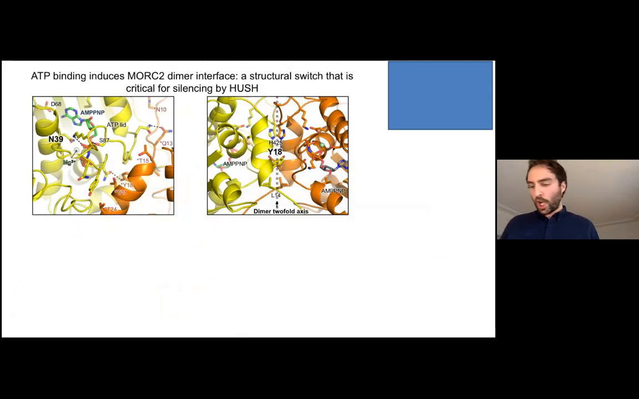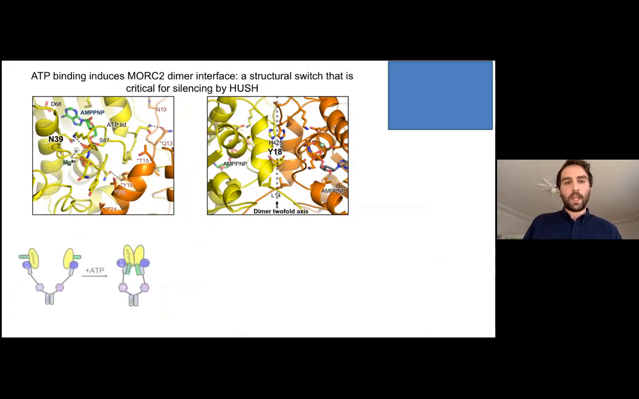So what the structure showed was that ATP binding actually induces a MORC2 dimer interface, and this structural switch is really critical for silencing by HUSH. So we found, and this is kind of our model of how it's working, the C-terminal coiled-coil domain is constitutively dimeric. So upon ATP binding, this ATPase module at the N-terminus becomes a dimer.